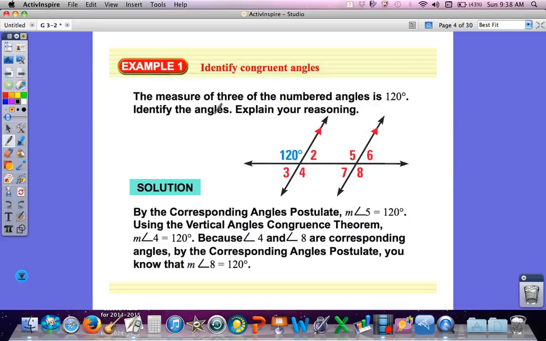So, the measure of 3 of the numbered angles is 120. Identify the angles and explain your reasoning. So, you guys know that this and 5 will be congruent because of what we just learned, the corresponding angles postulate. You might also remember, or you should remember from chapter 2, there's a vertical angles theorem. So 4 is congruent to 120. You know that from the vertical angles theorem. 8 is equal to 120, and you know that from the vertical angles theorem.